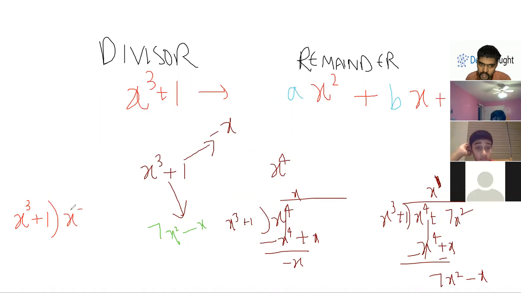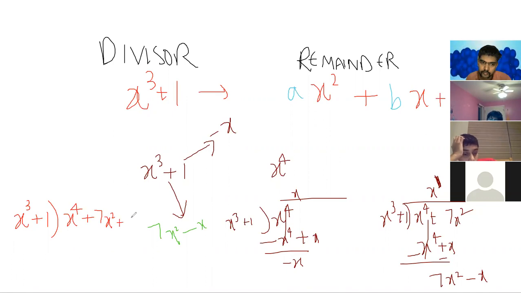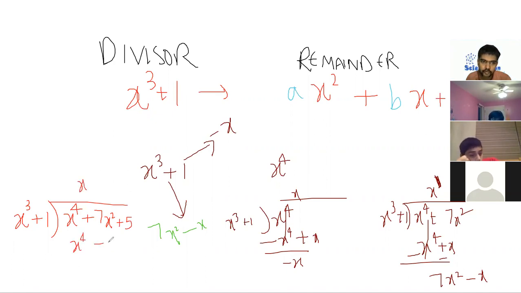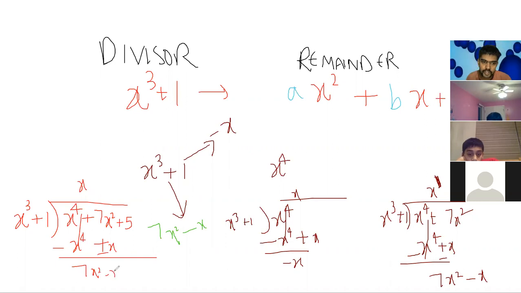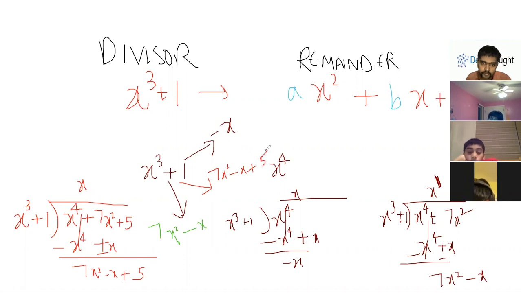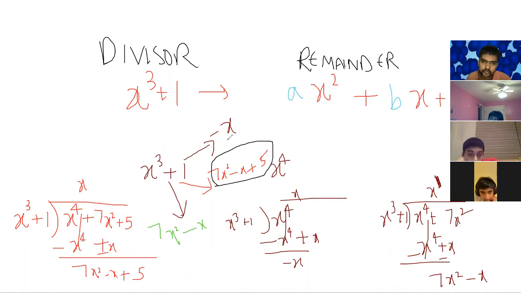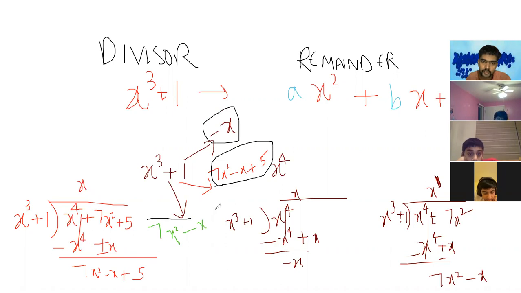Okay, let's see one more example. I'll answer your question. Just see one more example. You multiply with x, x power 4 plus x, cancel, minus 7x square minus x plus 5. Can you divide further? Since x cube can't fit into 7x square, you can't divide it. So are these three all possible remainders for x cube plus 1? I guess. Did I give you 3 examples where these 3 are remainders?